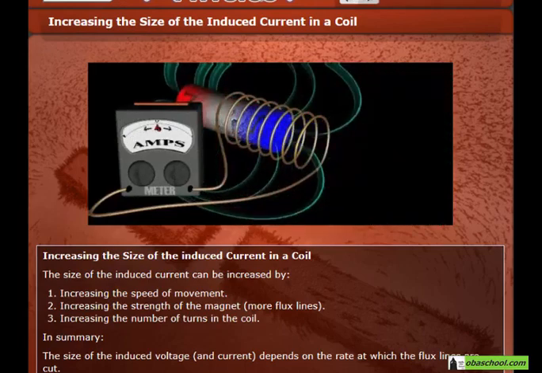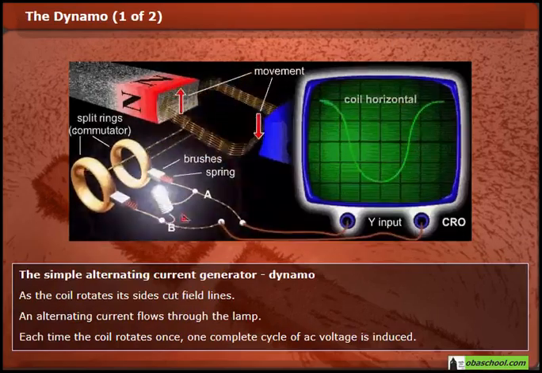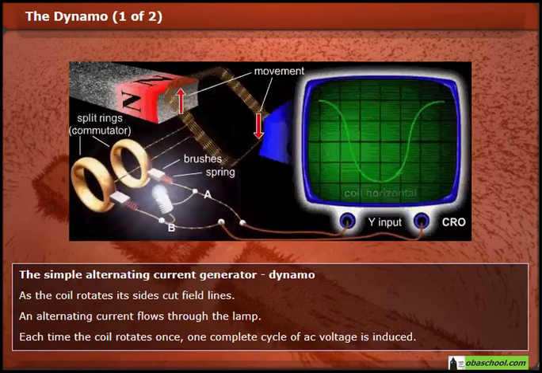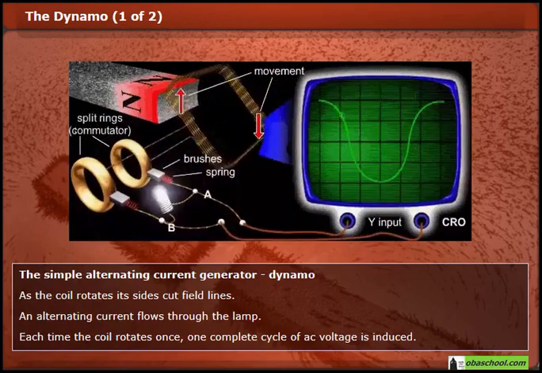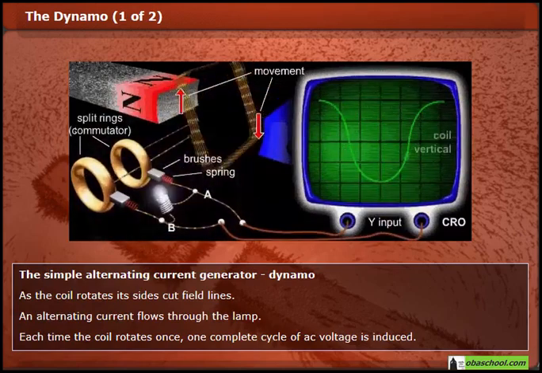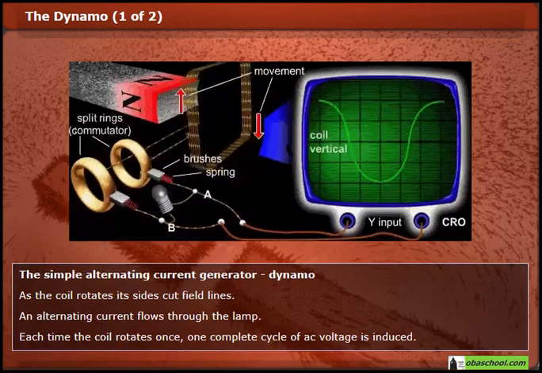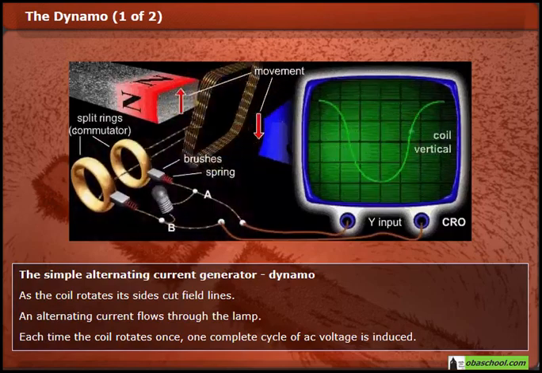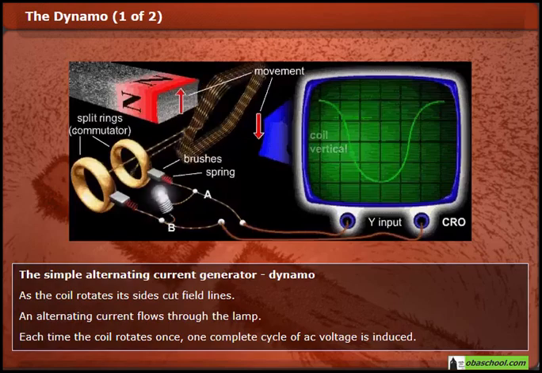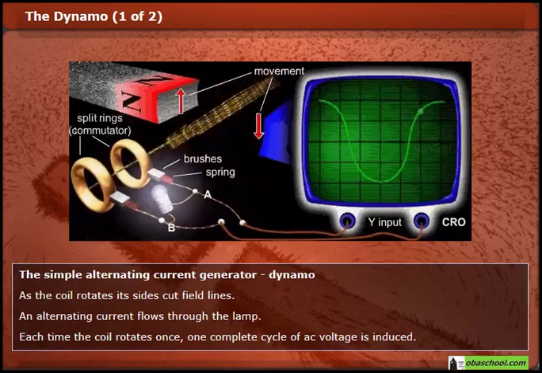cut. The simple alternating current generator, dynamo. As the coil rotates, its sides cut field lines. An alternating current flows through the lamp. Each time the coil rotates once, one complete cycle of AC voltage is induced.